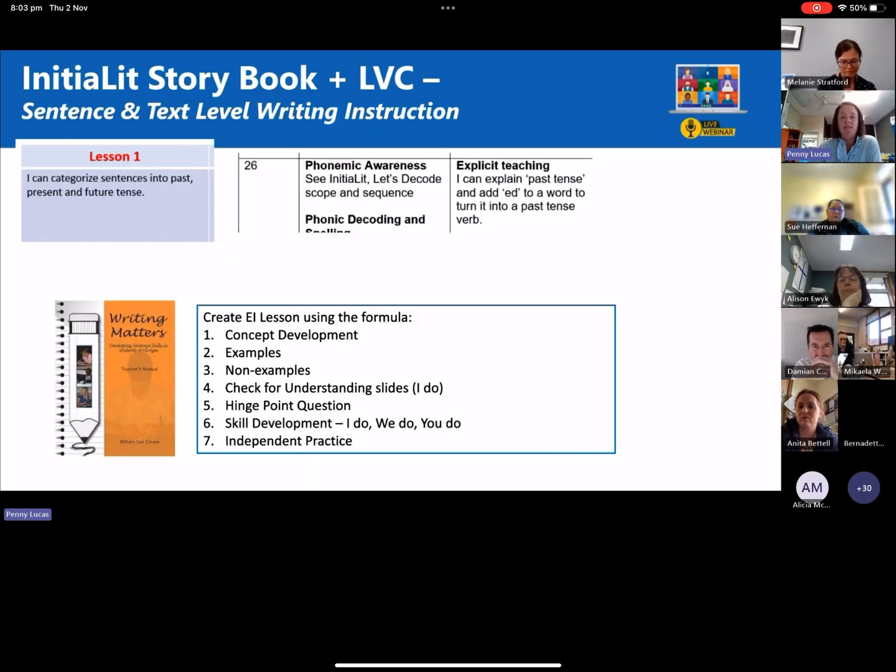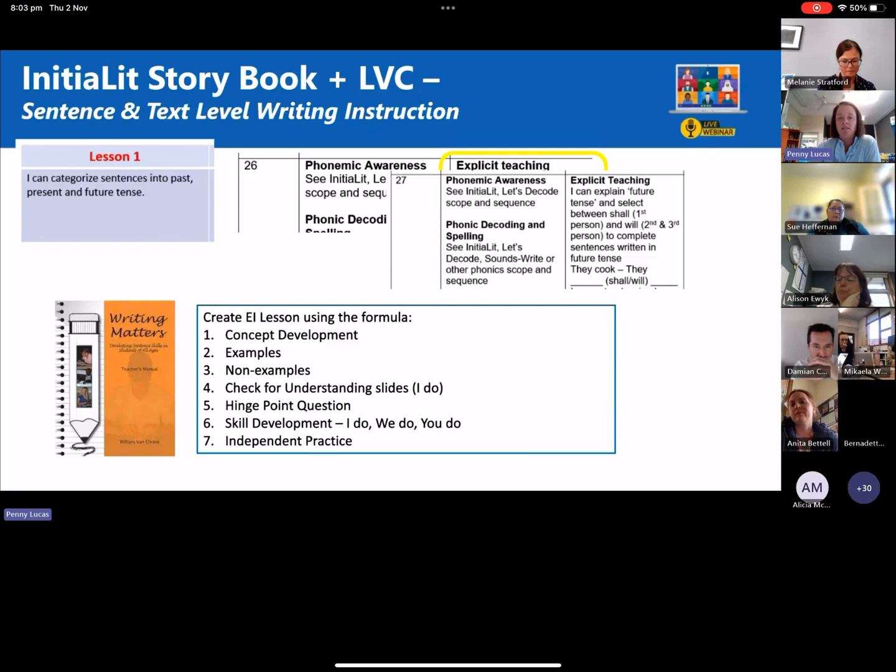And in week 26, we had looked at using ED words. So I didn't have to reteach that. In week 27, and this is all from the low variance curriculum, we had looked at using shall and will for future tense. So I didn't have to reteach that, but I did review those skills quite heavily.